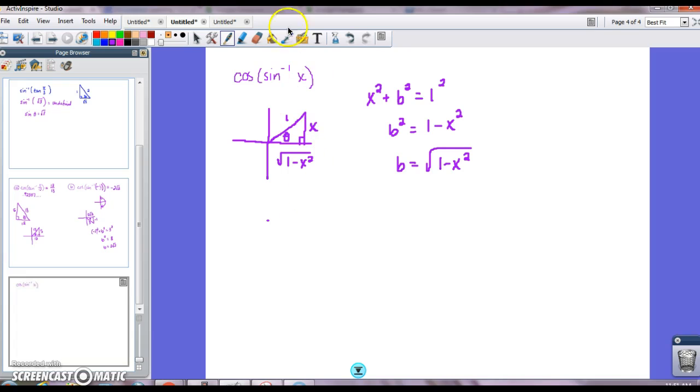So don't let the fact that there aren't numbers there throw you off. X is the same as x over 1, and sine is opposite over hypotenuse. So that's why I got the 1 for the hypotenuse there. Pretty straightforward. Just remember, start on the inside and work your way out if you have to. Make sure that you are drawing your pictures in the right quadrants based on whether it's positive or negative, and make sure you're taking into account where those inverse trig functions exist.